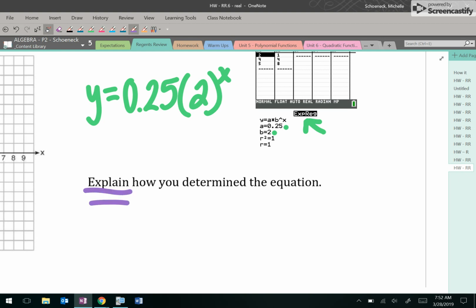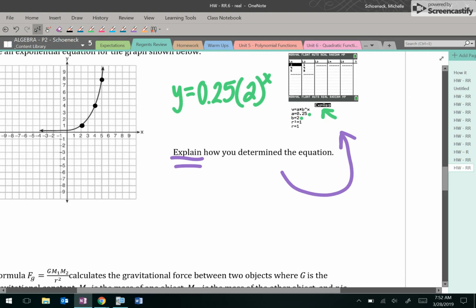Well, you need to write full sentences, but you need to explain this whole process. I'm not going to explain that for you.